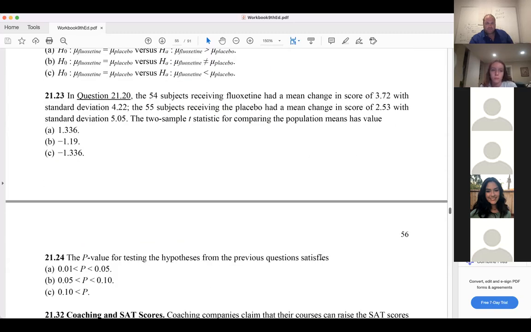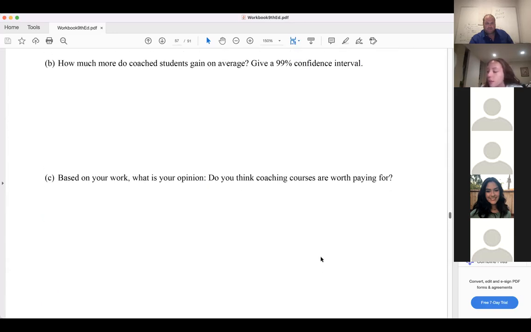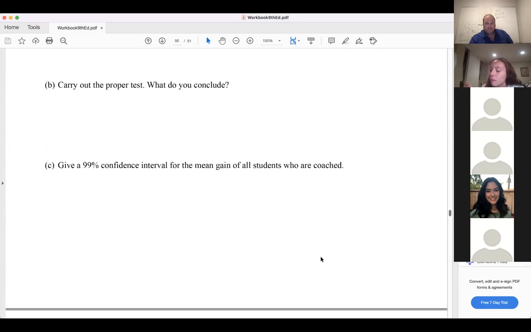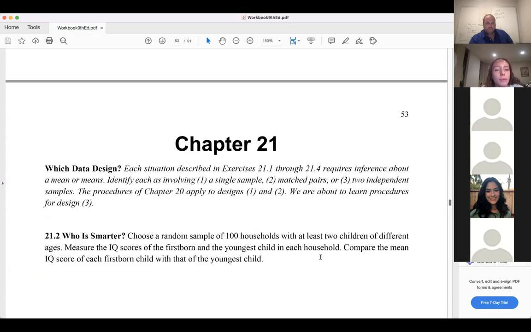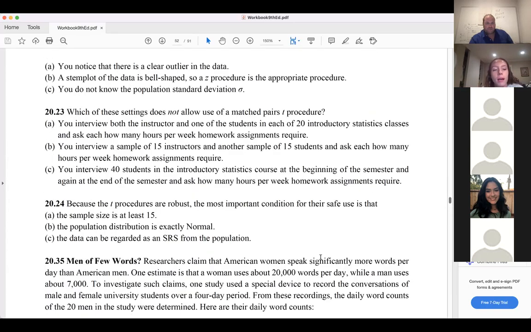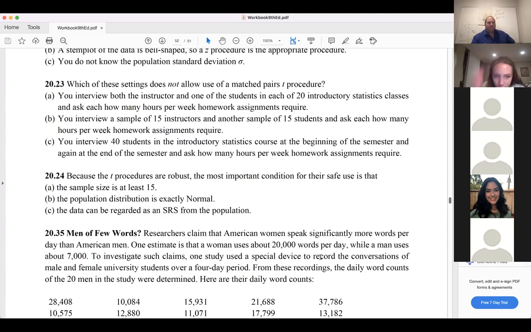All right. I have a question. For 20.24, we didn't do it, but would it be C? Because I just want to know for my knowledge. Because the T procedures are robust, the most important condition for their safe use is that the sample size is at least 15, the population distribution is exactly normal, and the data can be regarded as an SRS.